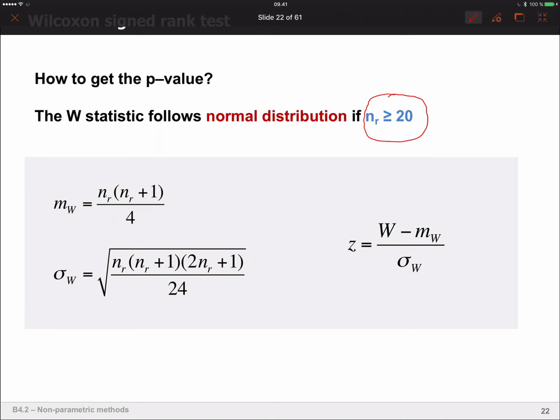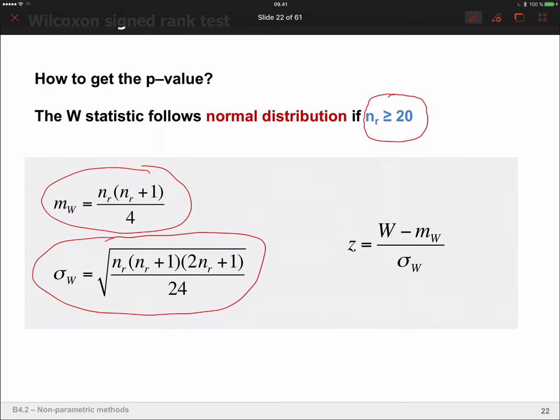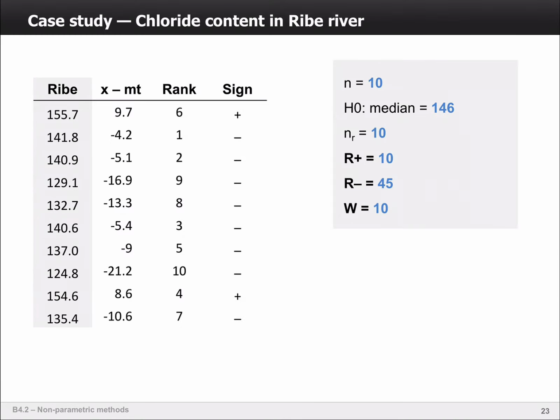Then the distribution is normal, this is the average for the distribution, and this is the standard deviation for this distribution, and that's the z-value. So just calculate the z-value and then use the CDF function for the normal distribution to calculate the corresponding p-value. You can see that the average value and the standard deviation depend only on the sample size, so it's relatively simple. If we do all the calculations, the average value will be 27.5, the standard deviation will be 9.81. So we have the W value of 10.